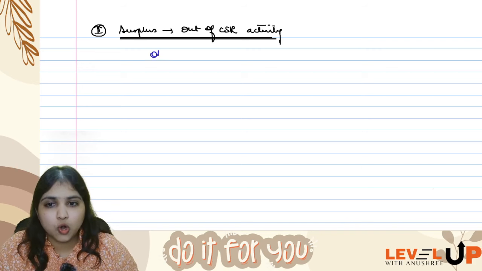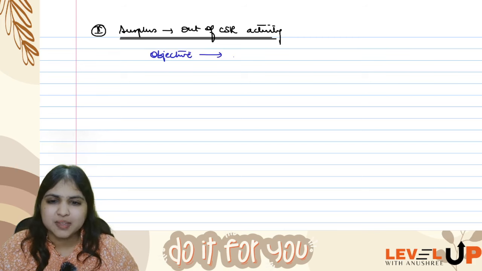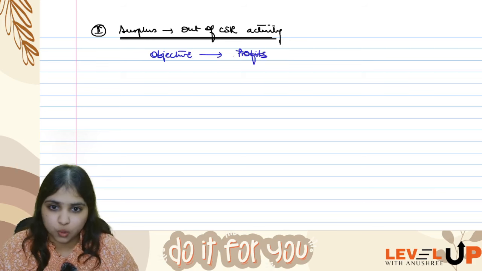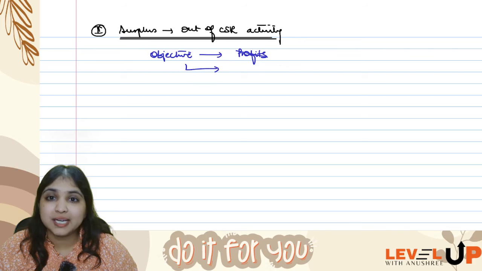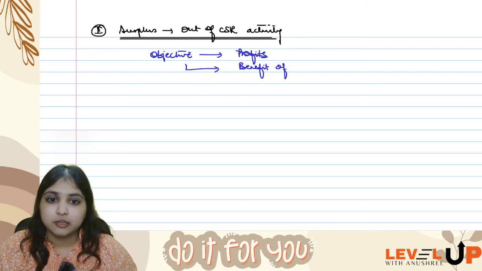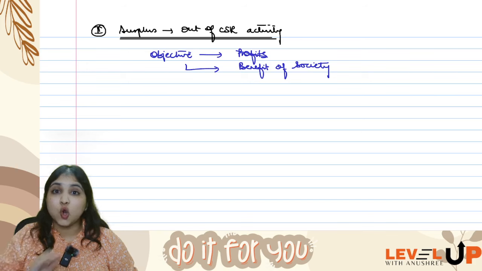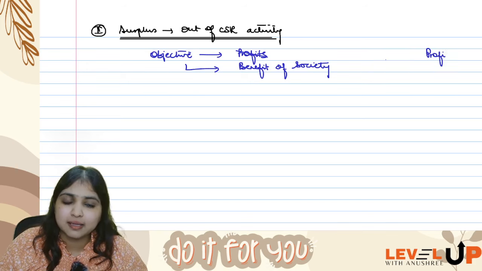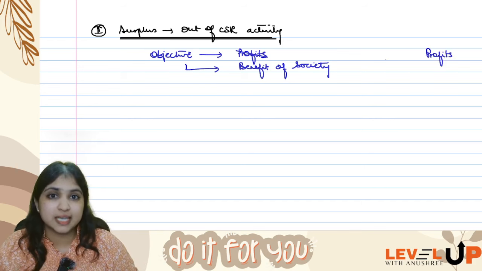See, what is the whole objective of CSR? Why does a company do CSR? Does the company do CSR activity because the company wants to earn profits? No, that's not the objective. Company does CSR activities because the whole objective is the society has to be benefited. So CSR has only one objective, which is benefit of society. Profit is not the objective of the company. But let's say by chance, by mistake, the company earns profits from CSR.